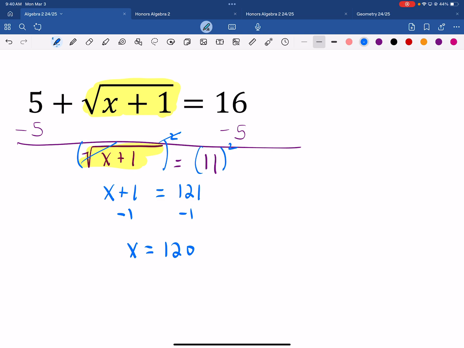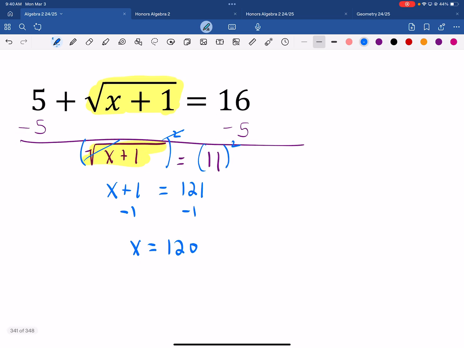Now we check it to make sure it works. We put 120 in. 120 plus 1 is 121. The square root of 121 is 11. 11 plus 5 is 16. That's good enough for checking. You don't need to show it. You just need to make sure you work yourself through it. And we've got our solution. And we're done.